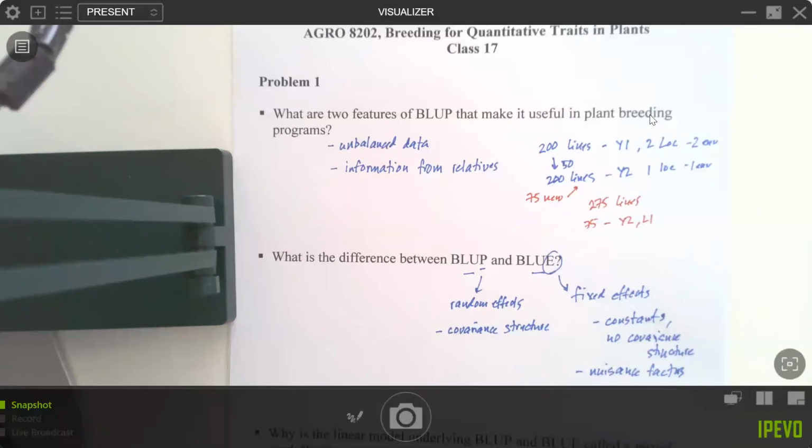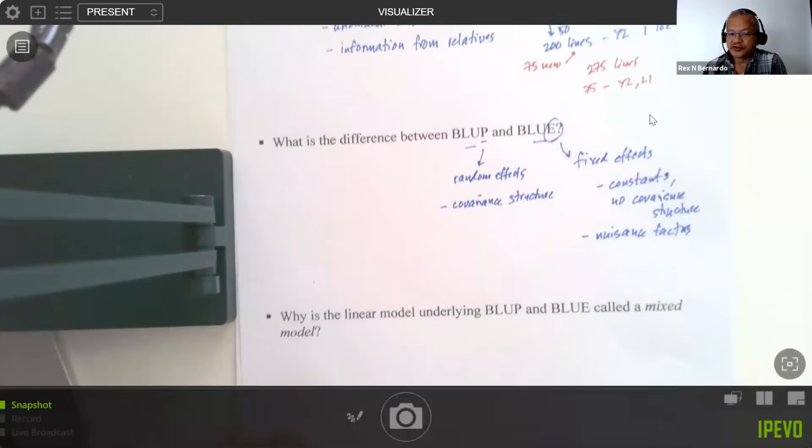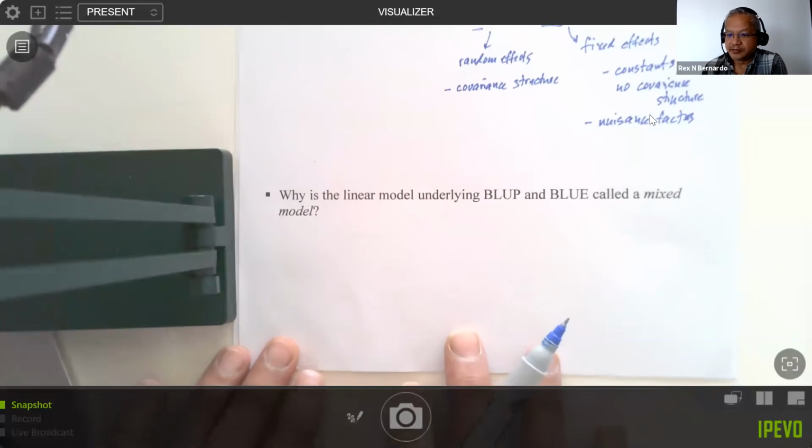But if I test 200 lines in year 1 and 2 locations, but in the second year I test only 150, then that is what you would consider unbalanced. Yes. Yeah, that would be correct. Okay. Thank you. Other questions before we proceed? It's a very good question. What exactly do we mean by unbalanced?